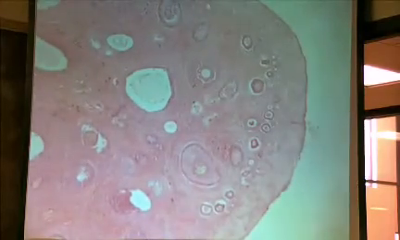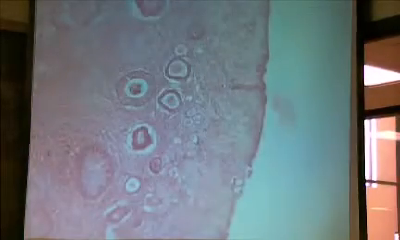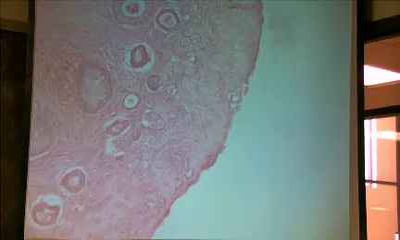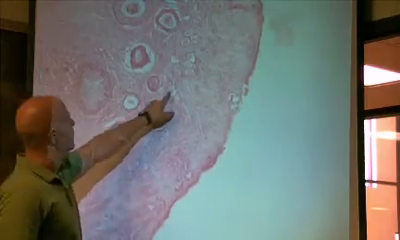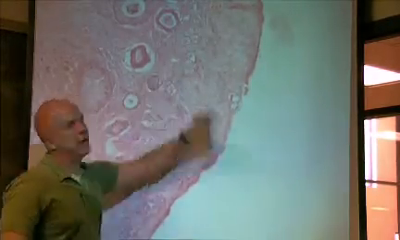Now, this is not a human ovary. A human ovary would be much bigger than this. Your ovaries are about that big. So, what I want to do now is go to medium power. And what we're looking for are all these small little cells found on the edges, or close to the edges. So these little guys here, all those little guys there.